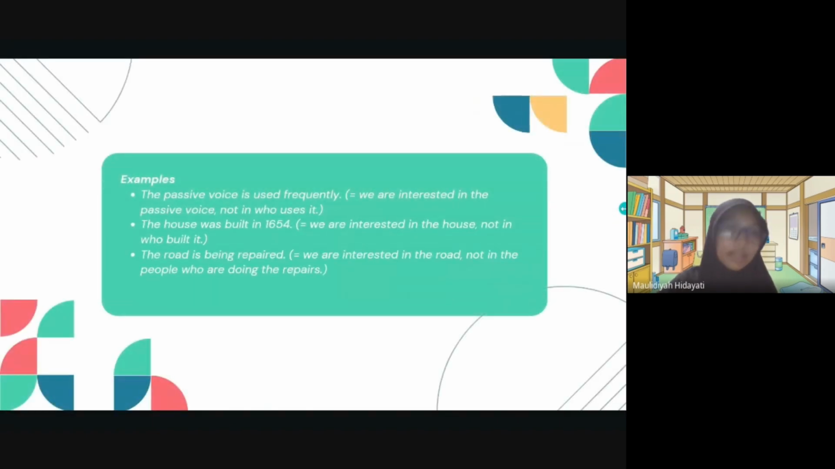For example, the passive voice is used frequently. We are interested in the passive voice, not in who uses it. The house was built in 1644. We are interested in the house, not in who built it. The world is being repaired. We are interested in the world, not in the people who are doing the repairs.